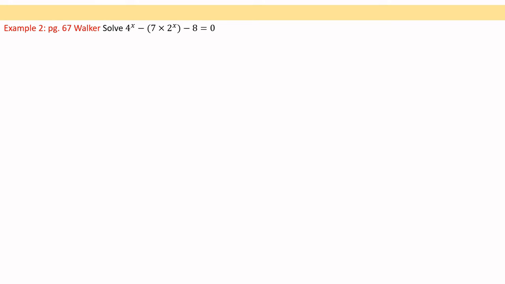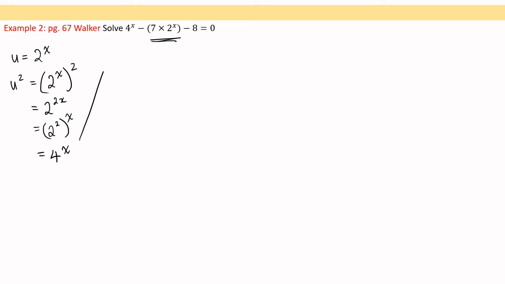This second example is also in Walker. Okay, again, we look for this middle bit here. We have 7 times 2 to the power of x. So I'm going to set u equal to 2 to the power of x. And then from there, u squared is 2 to the power of x, all to the power of 2, which is the same as 2 to the power of 2 to the power of x, which is the same as 4 to the power of x, which is what we have right there.